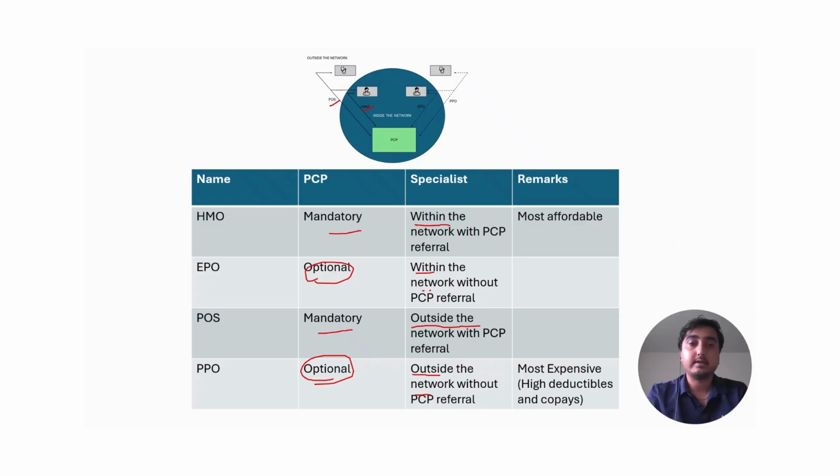Now, as you can guess, the HMO plan is the most affordable plan, whereas the PPO, which gives you a lot of flexibility, is the most expensive plan. It has high deductibles and copays. I'll be talking about deductibles and copays in my next video, but for now, remember this.